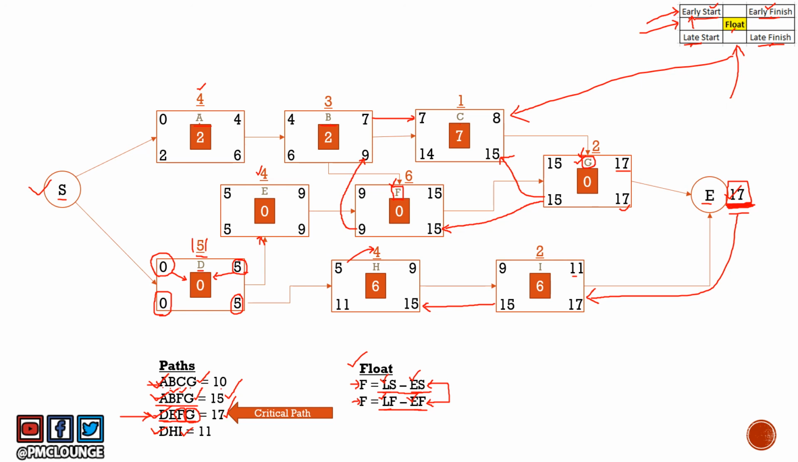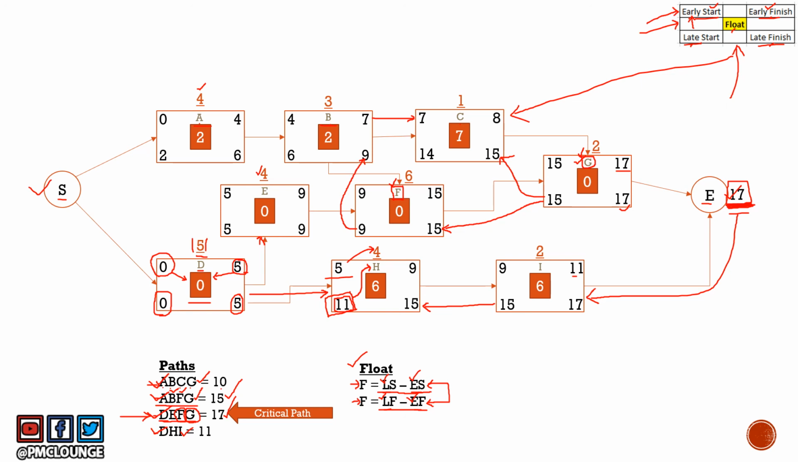Activity D, you already know, is a critical path activity. So you need to start at 0 and you have to finish at 5. It cannot be delayed. Activity H has an early start of 5, but has a late start of 11. What does this mean? This means you need not start activity H on the fifth day or the fifth week. You can wait till 11 to start activity H because this activity is not on the critical path.